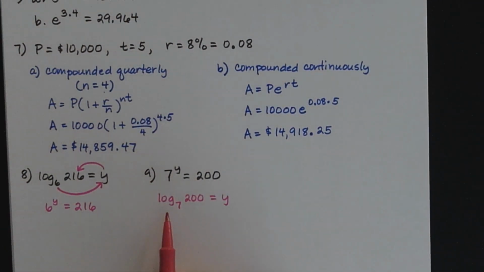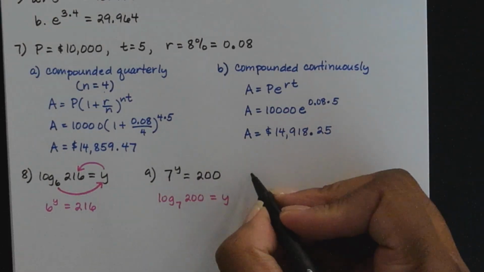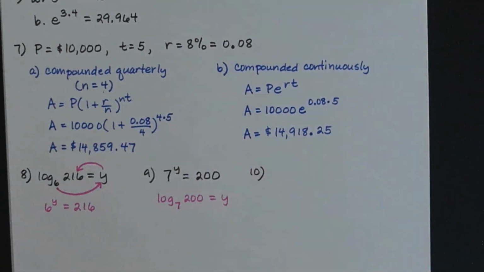Because it's got to be in logarithmic form, you have to have log in it. Your 7 is your base, that's going to be the subscript for your log. That 200 will be after the logarithm, equaling the exponent of y. Questions on number 9? All right, number 10 is on the next page.